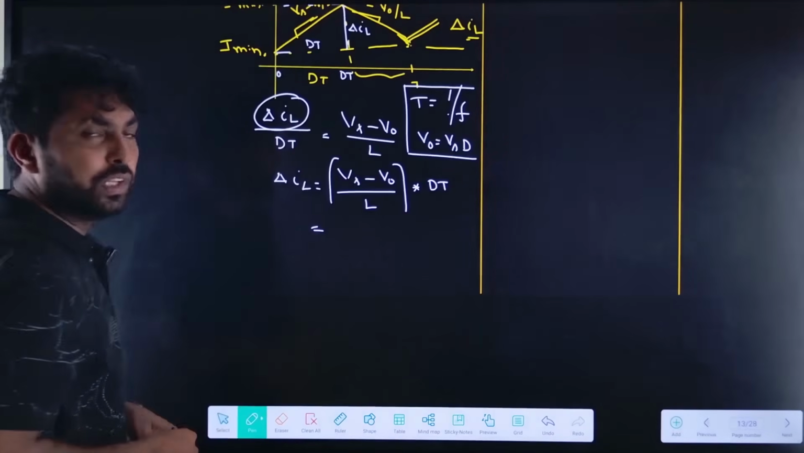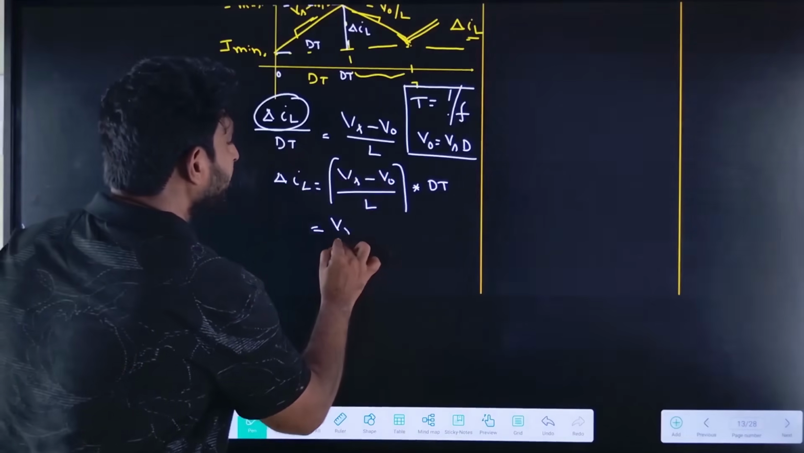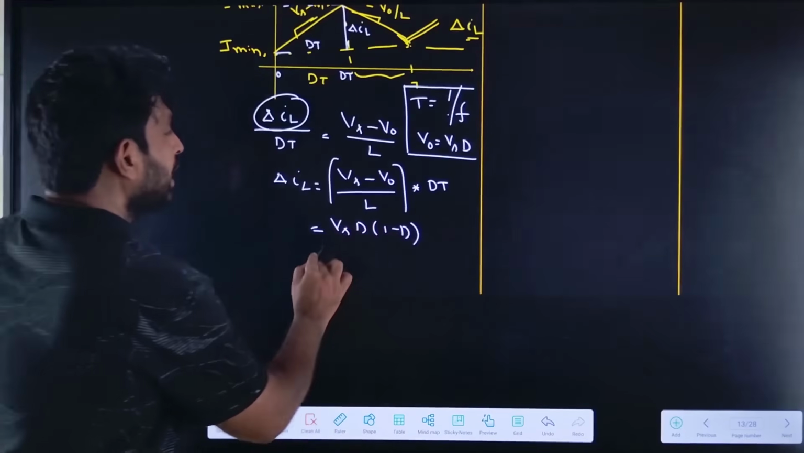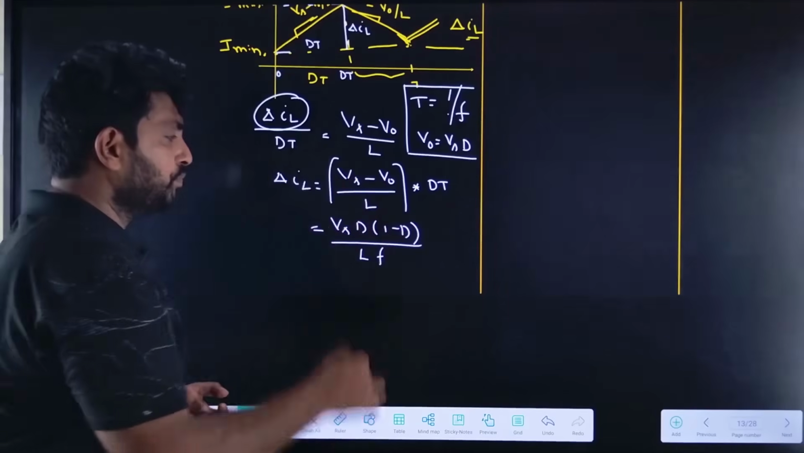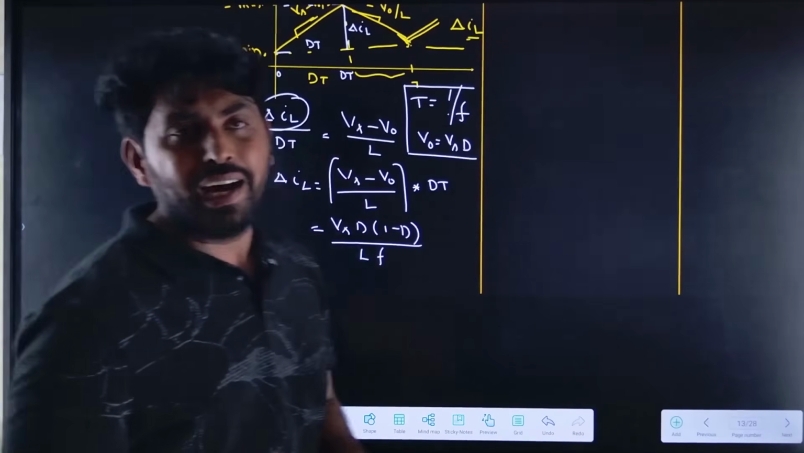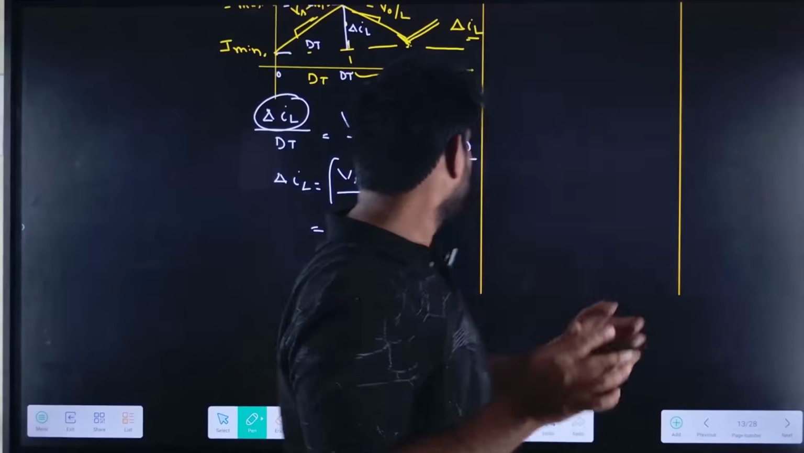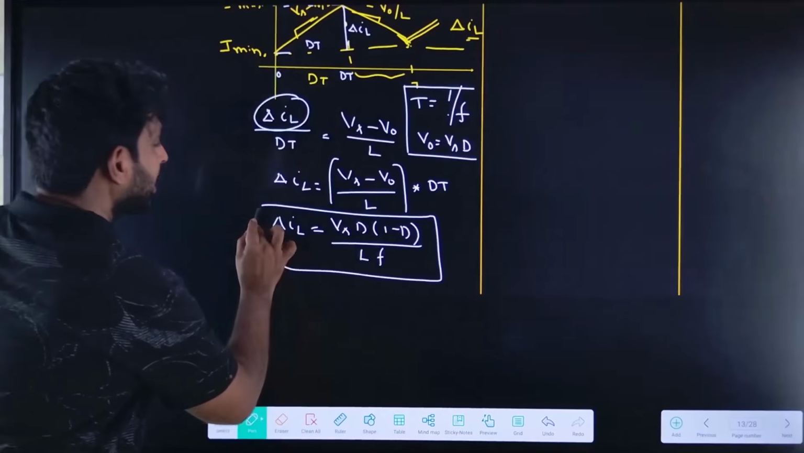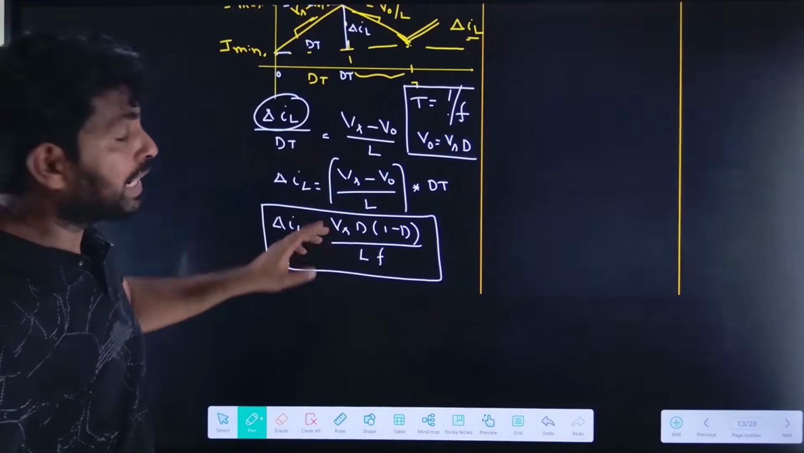If I substitute Vs into duty cycle and take the common term, it becomes Vs into D into 1 minus D, divided by, if I take T equal to 1 by f, L into f. Now, if I want to find the duty cycle at which the current ripple is maximum, now we got the expression for current ripple. So you need to remember this waveform and the current ripple also.